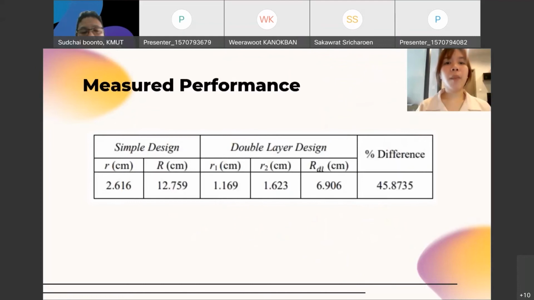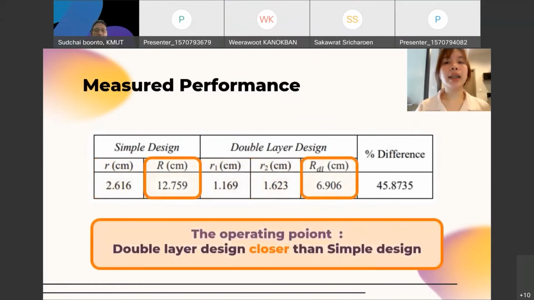This table compares the performance between the simple design and the double layer design. You can see that the double layer design provides better performance. It requires only 1.6 centimeters from the center for placing all sensors, compared with 2.6 centimeters for the simple design. Moreover, the operating point of the double layer design is 6.9 centimeters, which is lower than the simple design by 45%.